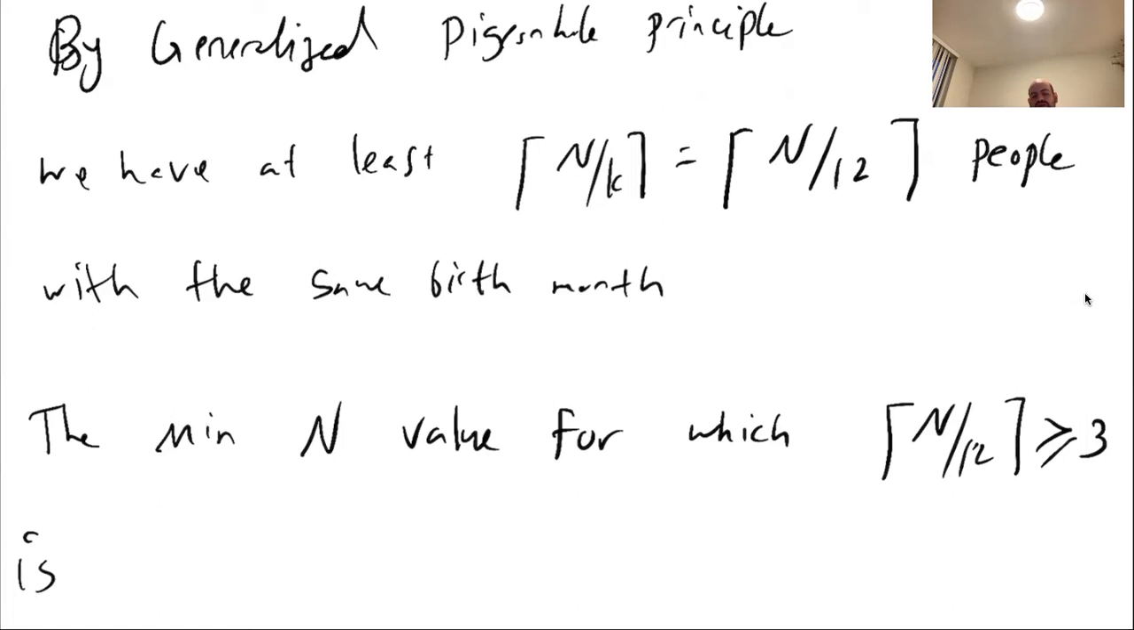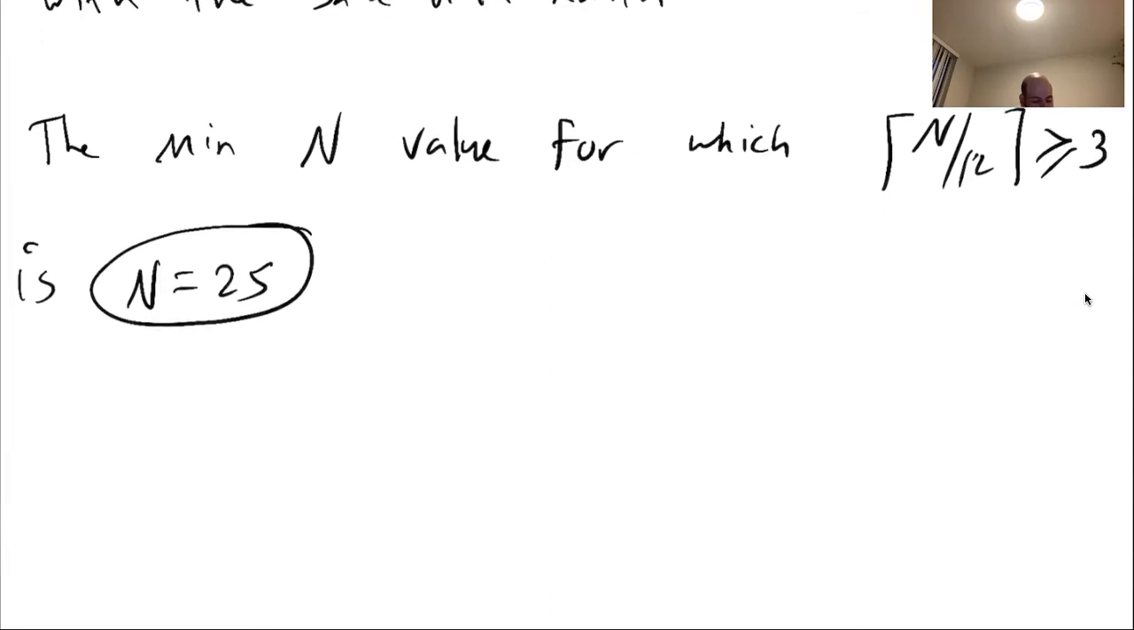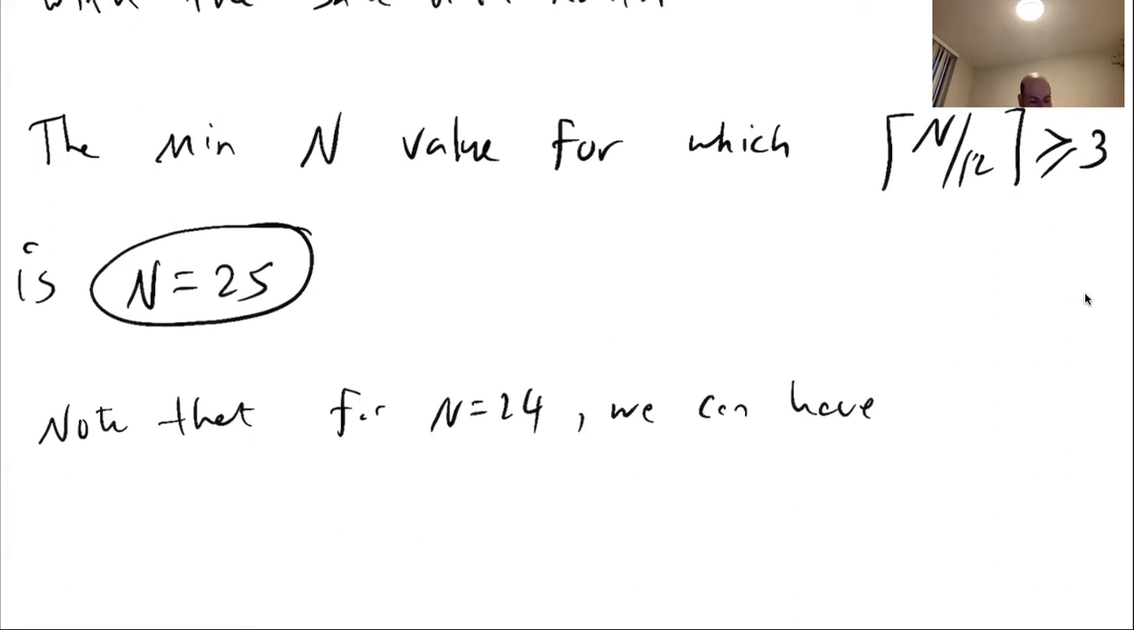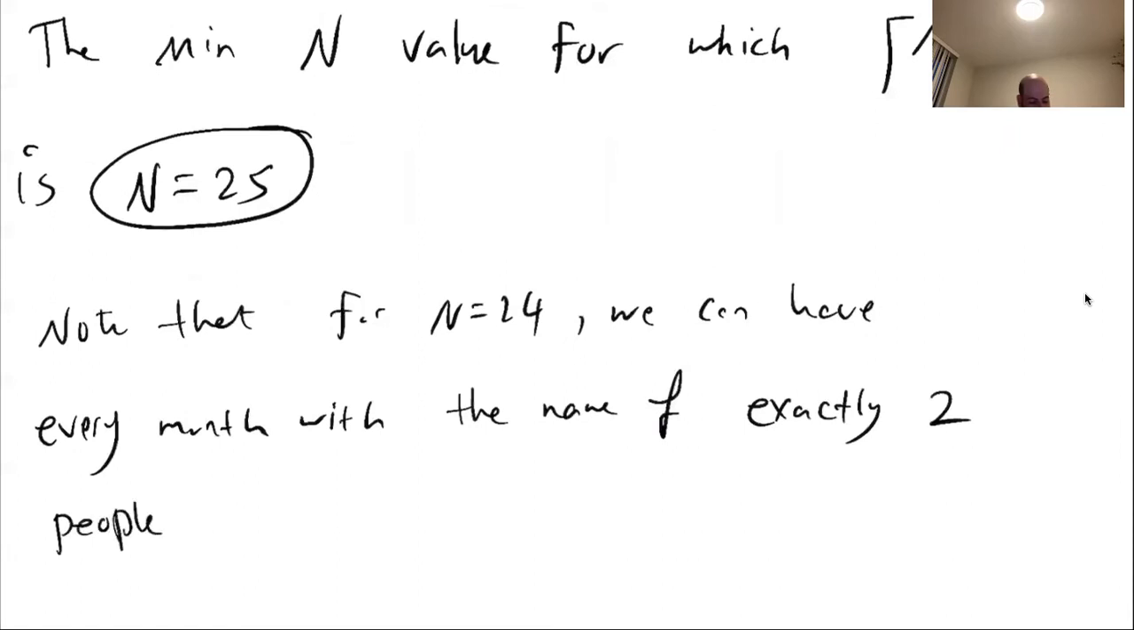Well, we can do it by inspection. By inspection, if n is 24, 24 over 12 is 2, and the ceiling of 2 is 2, which is not bigger than or equal to 3. But once we exceed 24, meaning that if we get to 25, then 25 over 12, the ceiling is bigger than or equal to 3. So the minimum n value for which this is bigger than or equal to 3 is n equals 25. And note that for n equals 24, we can have every month with exactly 2 people on it.